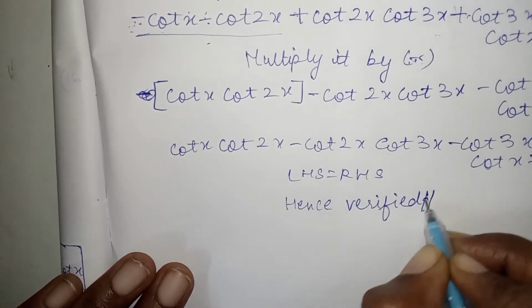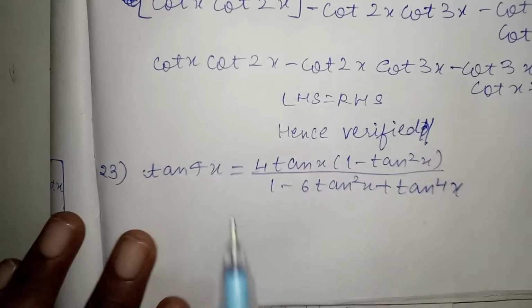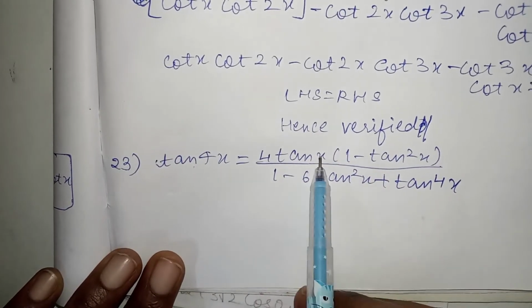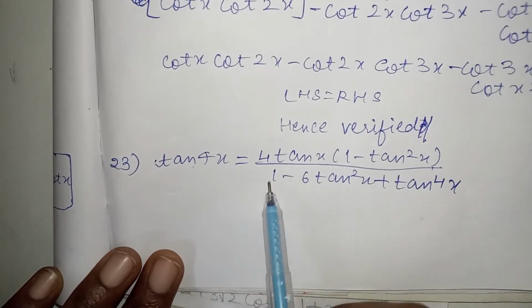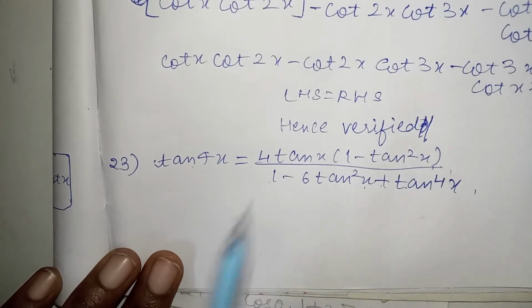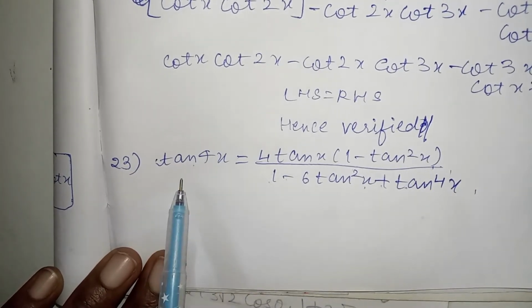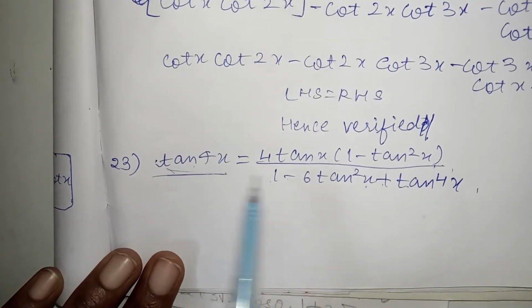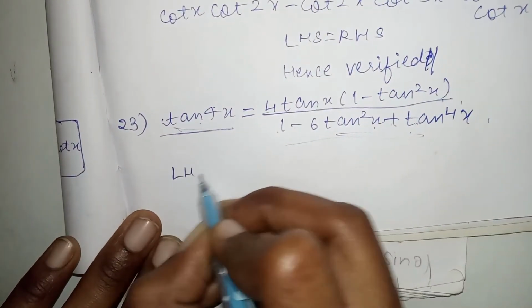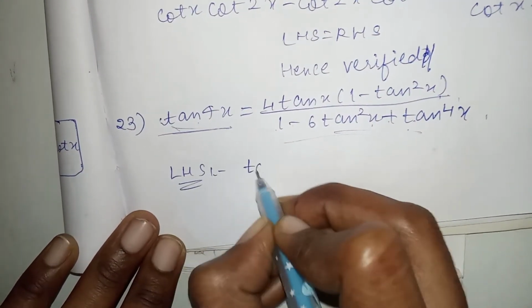So let's start our question 23. So guys, what is question 23? Tan 4x is equal to 4 tan x (1 minus tan square x) divided by 1 minus 6 tan square x plus tan power 4 x. So what they are asking over here is, first take tan 4x and prove it as this. So let us take the left hand side, that is tan 4x.